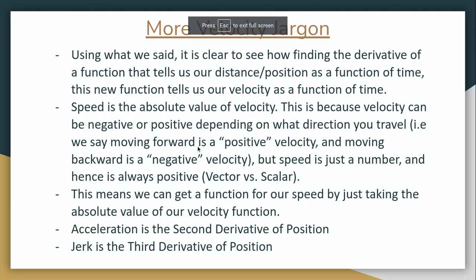All right, I'll read this last point. Speed is the absolute value of velocity. We said this. We explained why it is, because velocity can be negative or positive depending on what direction you travel. But speed is just a number and hence is always positive.